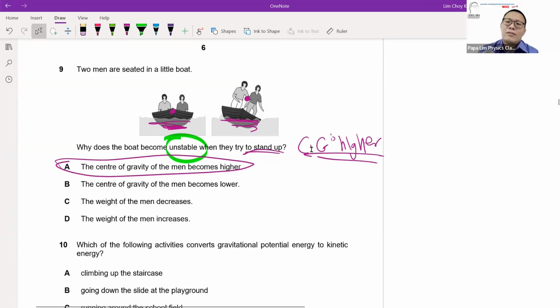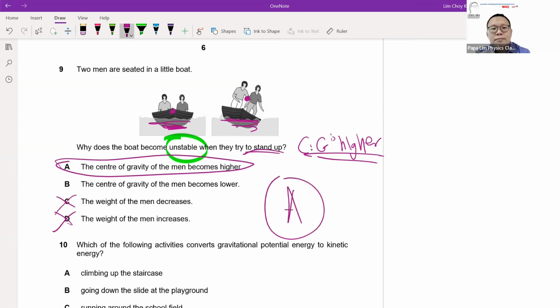It has nothing to do with the weight, because in fact the weight doesn't change. If the weight increases or decreases just because the person stands up, I think that's quite an impossible task. So take note of the option here. The option here will be A as the answer.